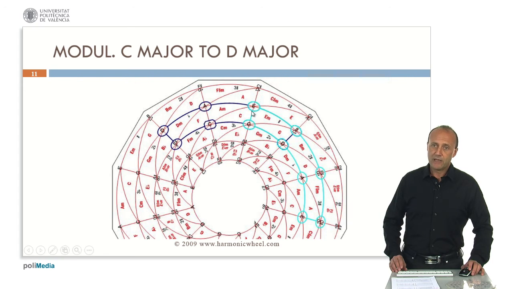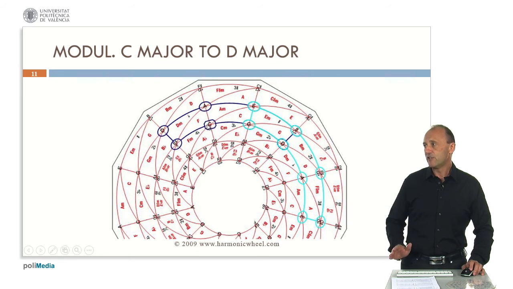With the harmonic wheel, we can see that if we want to modulate from C major to A major, for example, there are no consonant pivot chords between these two keys.